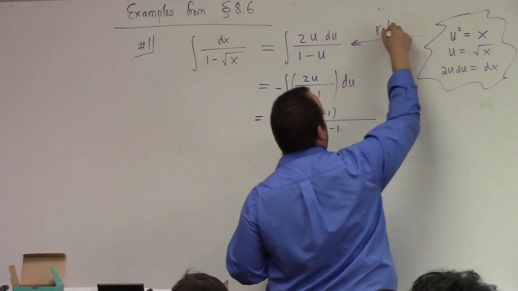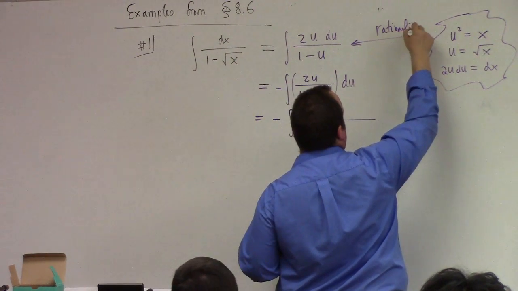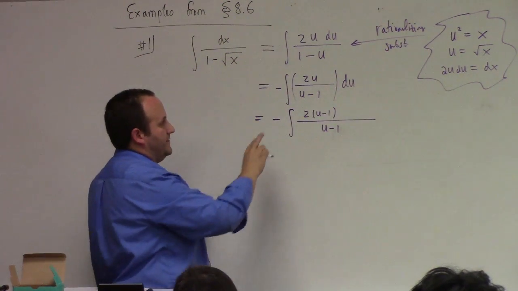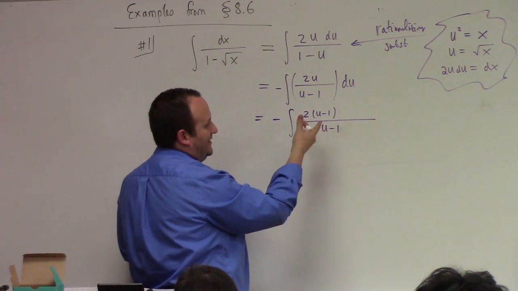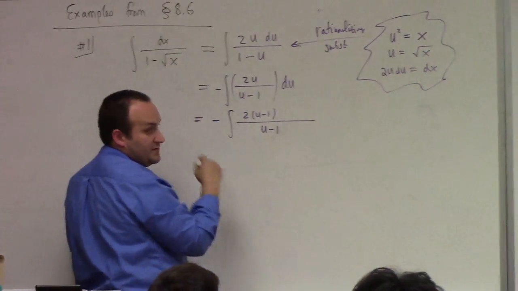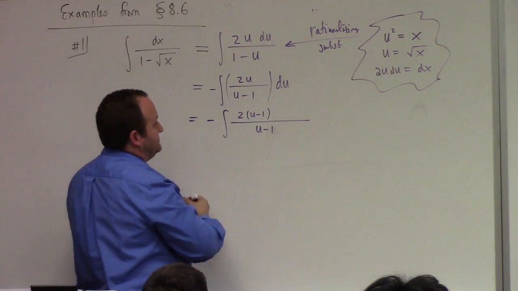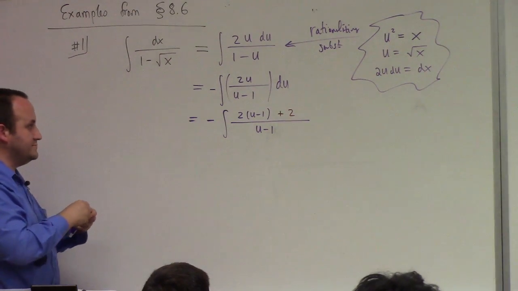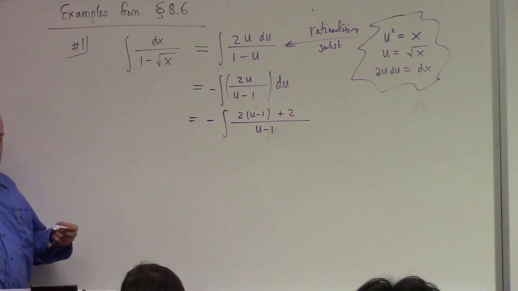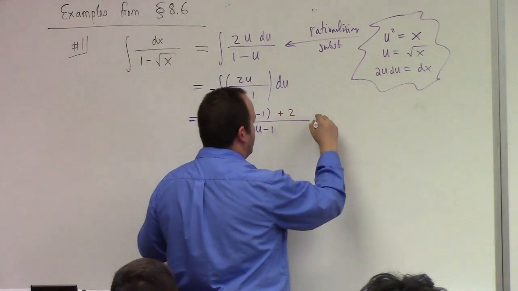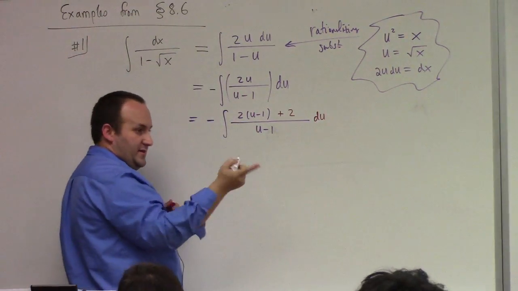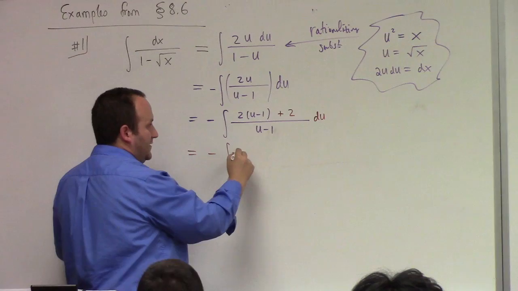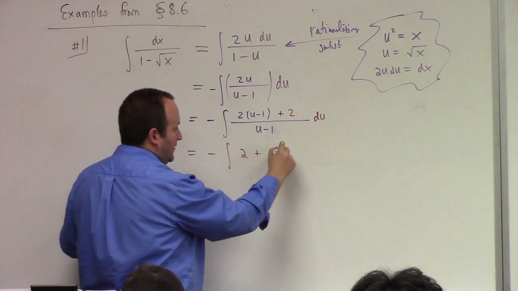So this is the rationalizing substitution, right? If I do this, it's not done yet. To be fair to the step above, what do I have to also do? Plus 2. Of course, there's still a du. Don't leave that out. Now, like you said, somebody was saying that cancels, right? Yeah, so we do algebra. This is minus the integral of what? Of 2 plus 2 over u minus 1.